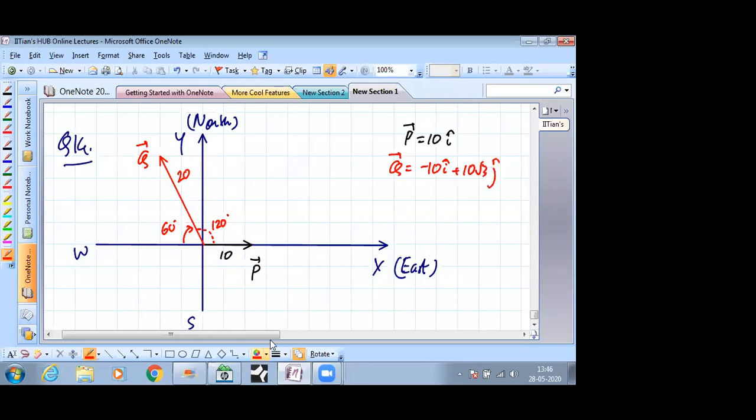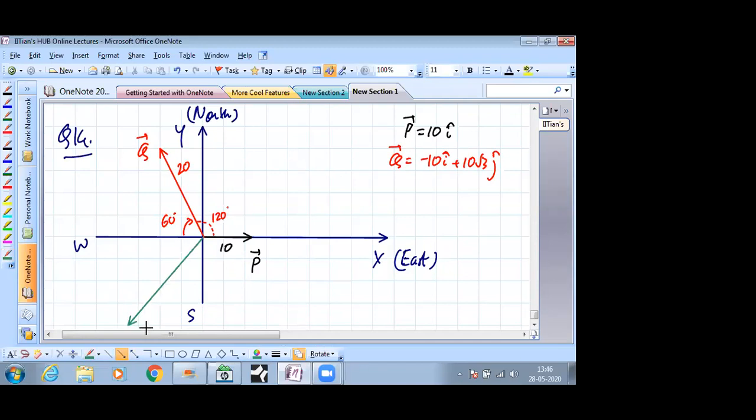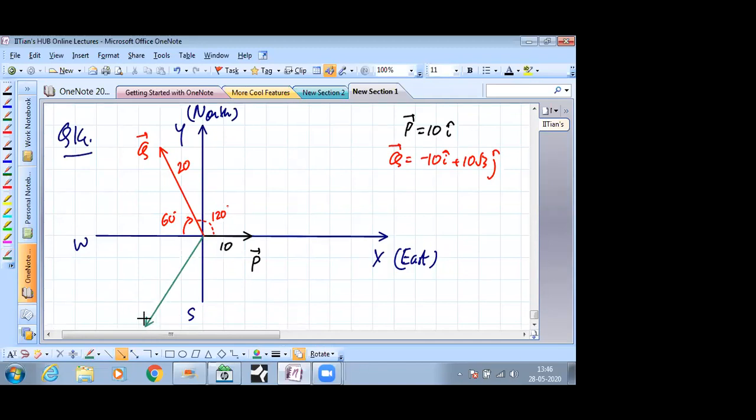And similarly, you will see your vector R will be like this. Now R will be 30 in magnitude, but this angle is 60. So the angle with the x-axis is actually 180 plus 60. So R has both components negative. So R will become minus 15 i cap minus 15 root 3 j cap.